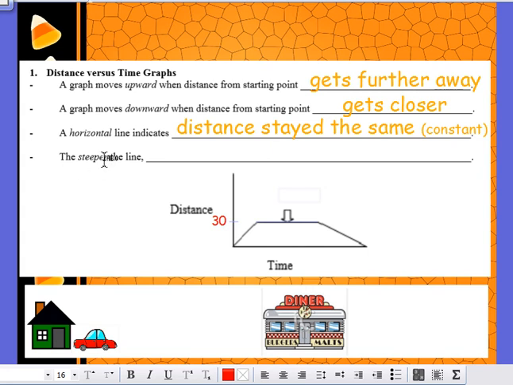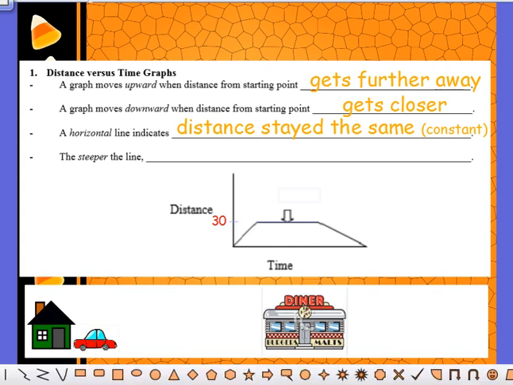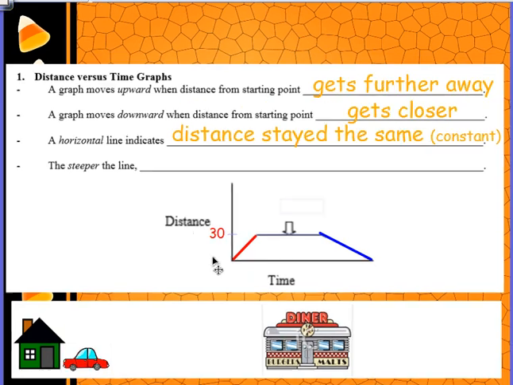And then the steeper the line. So notice over here in the beginning of our graph, the line is slightly steeper than it is over here. Some of you may know this from science class. In a distance versus time graph, the steeper the line, the faster the speed. The speed is faster. So please pause if you need to copy this down. And I just want to show you this example down below.